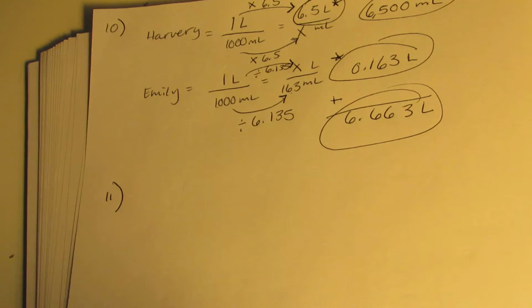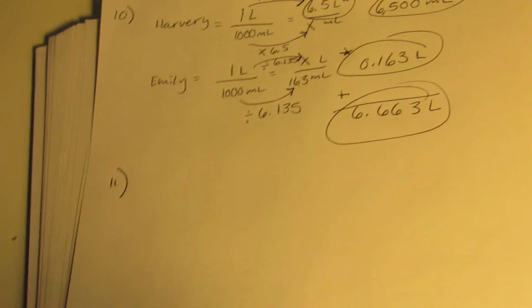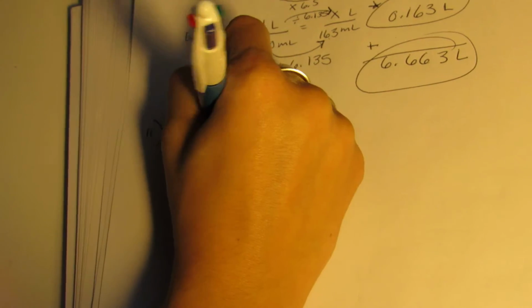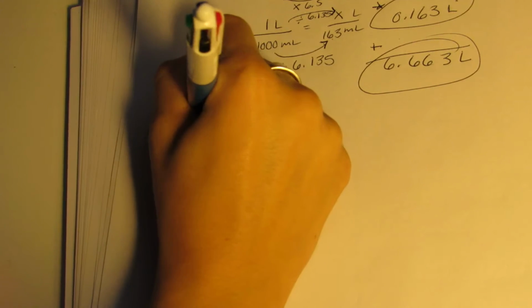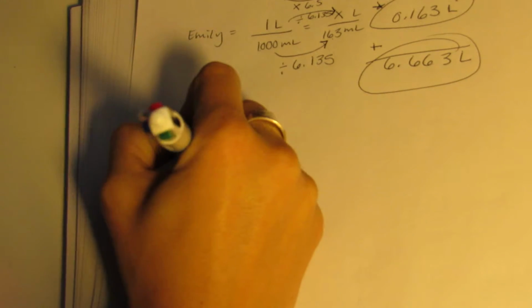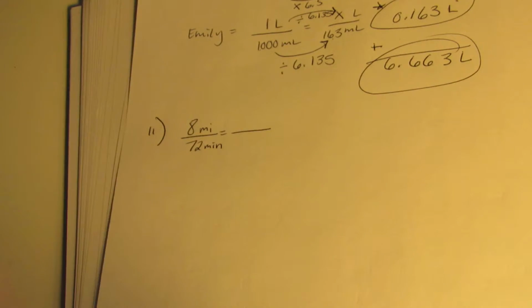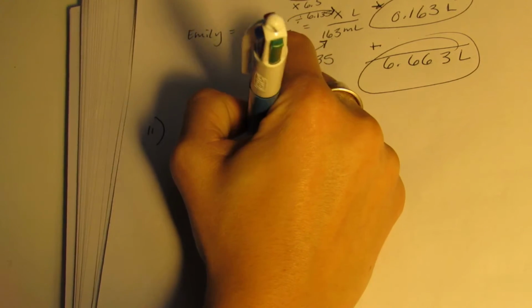Number 11 says, Maya can run 8 miles in 72 minutes. At this rate, how long will it take her to run 10 miles? Again, guys, this sounds like some sort of comparison to me. So I'm going to use the strategy that I know by setting up a proportion. I love proportions because they're like puzzles. The puzzle piece that they give you is that Maya can run 8 miles in 72 minutes. I'm going to set that up as a fraction, 8 miles in 72 minutes. That means my ratio on the right should also be miles per minute.